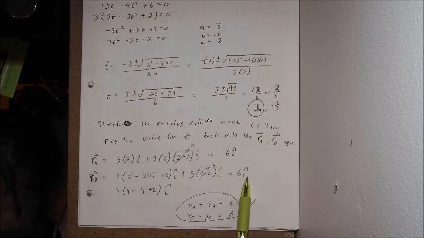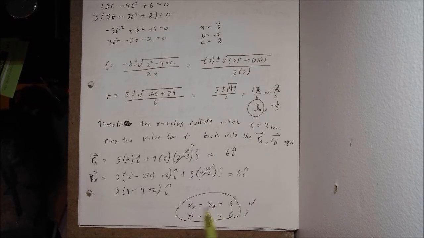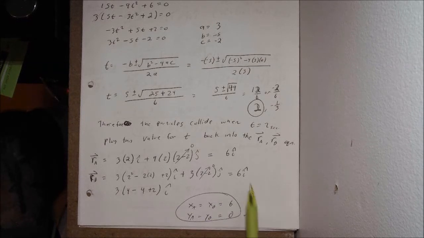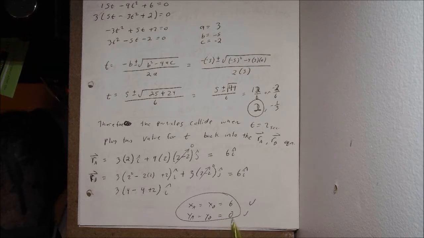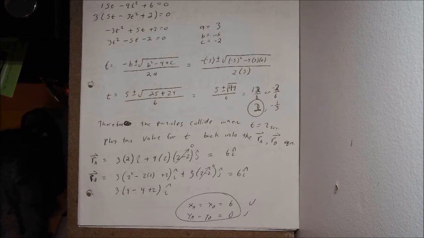I end up with 6 i hat as well there on this side here. So looking at my individual vectors, x sub A is equal to my initial position vector x naught, which is equal to 6. y sub A is equal to y sub B, which is equal to 0 there. So I have my x in the i hat direction, 6i, and my y component is 0. So now I have a position for where these two intersect when time is equal to 2.